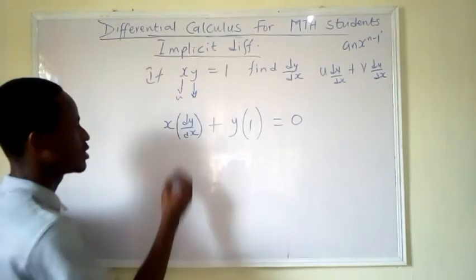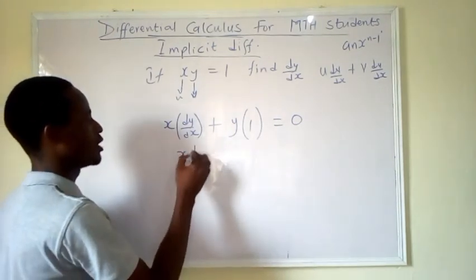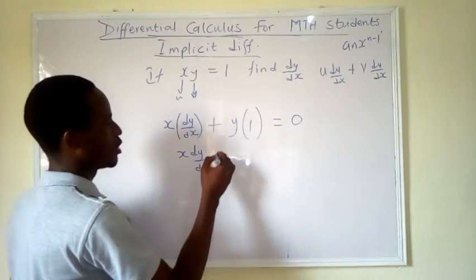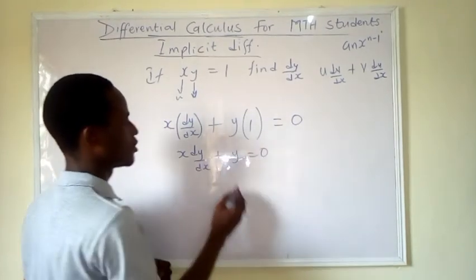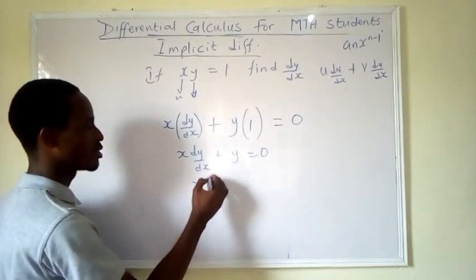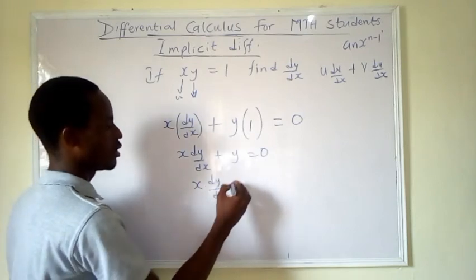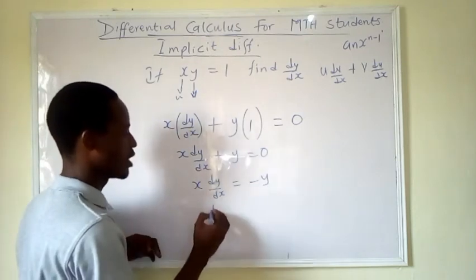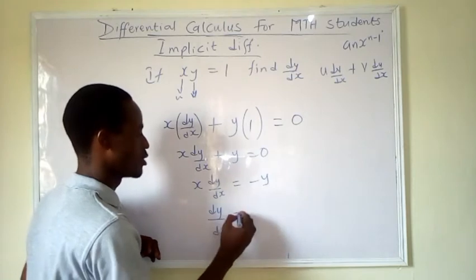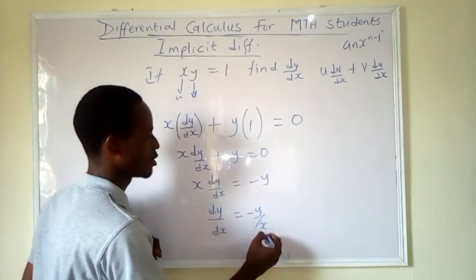So if that is the case, I will have x dy/dx plus y all equals 0. So bringing y to the other side, I have x dy/dx equals minus y. So dy/dx is going to be what? Minus y over x.